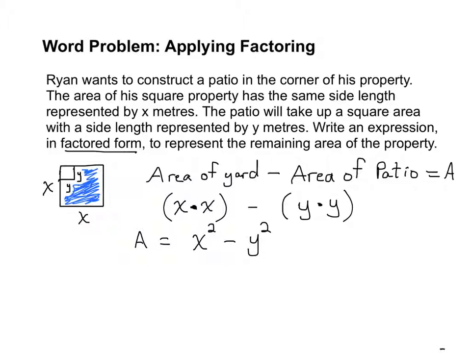If we were to factor this, we can see that it is a difference of squares. X squared is a perfect square and y squared is a perfect square, and they are being subtracted. So in factored form, we would have x plus y times x minus y. And that would be our factored form for the remaining area.